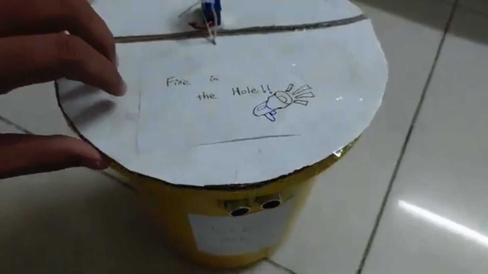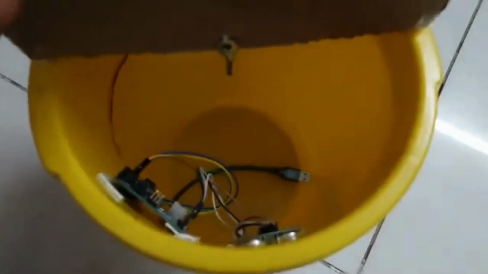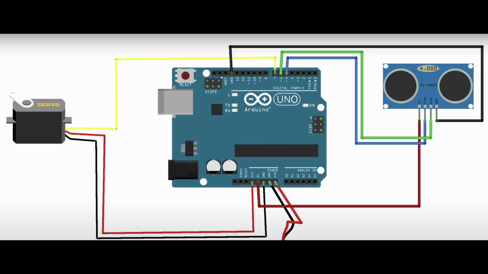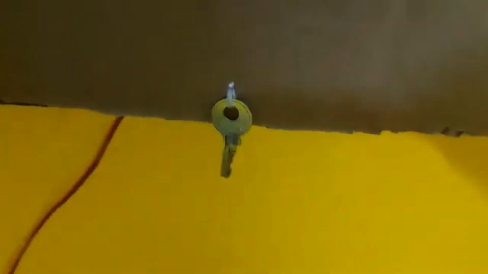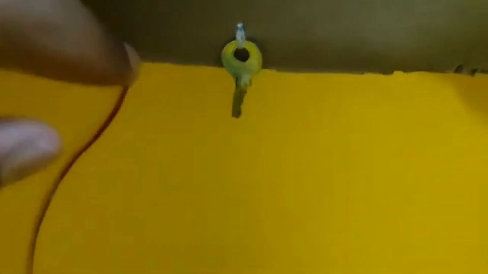Now let's take a look inside. Here are all the connections. Okay, so here we can see the picture of it, the whole circuit. This is Arduino Uno, and this is the ultrasonic sensor. This is the key as we saw before, and these are the wires on the side. These are the wires coming from 9G servo connected with Arduino wires, jumper wires.